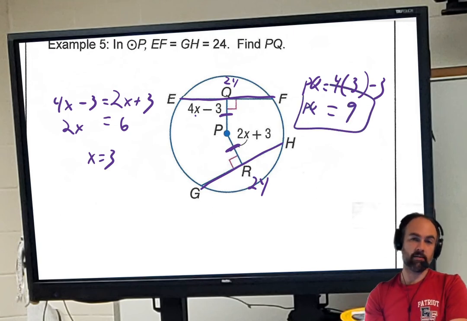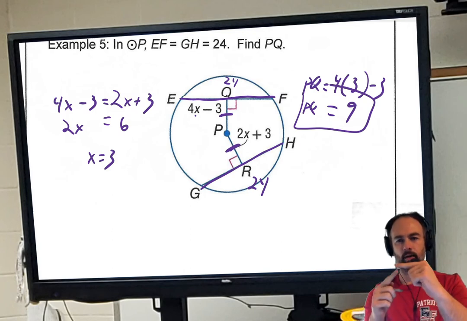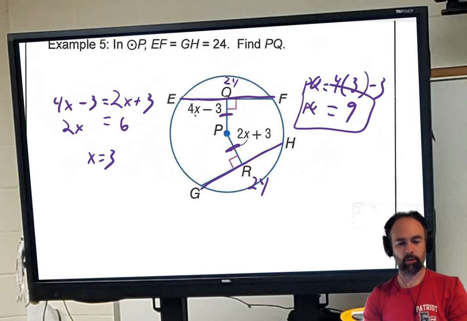I know that was fast. Good thing about YouTube, you've got the pause button. Go back, rewatch if you need to. Important thing there, the two chords are equal. Therefore, the distance from the center to the chords are equal as well.